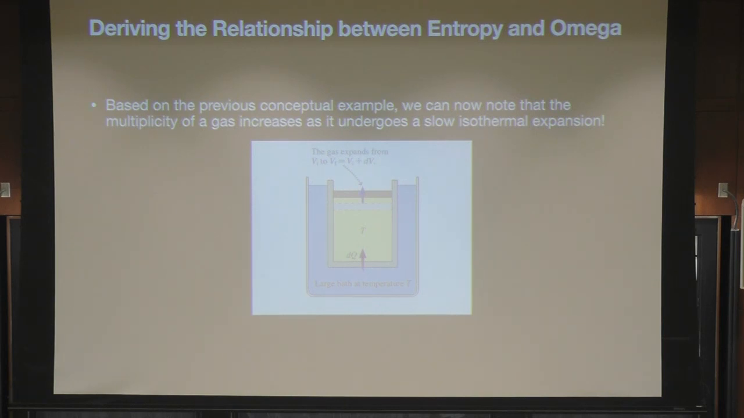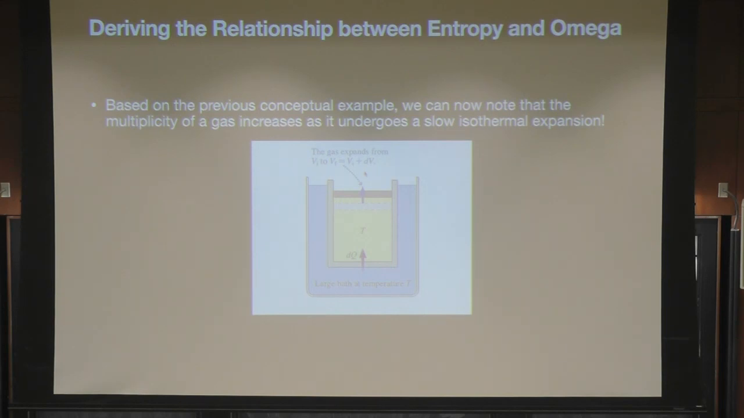Based on the previous conceptual example, we can note that the multiplicity of a gas increases as it undergoes a slow isothermal expansion. So we've got this gas, and it's expanding from V initial to V final, and that's equal to V_i plus dV. So let me sort of draw this out here, because I'm going to do a little derivation here, which is pretty cool to see.